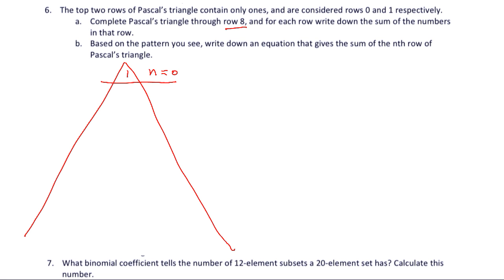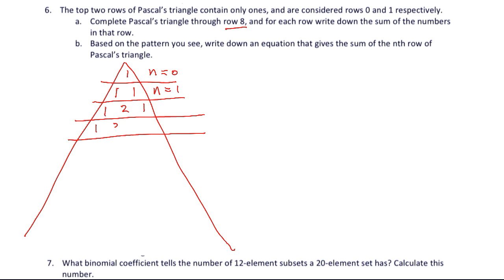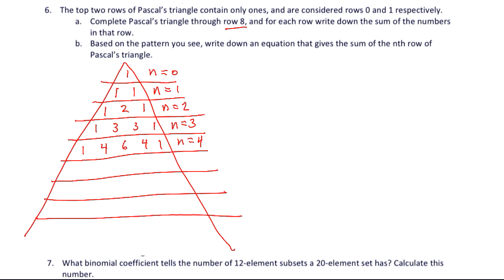It says the top 2 rows contain only 1s and are considered rows 0 and 1 respectively. So I'm going to go ahead and do a 1, 2, 1, a 1, 3, 3, 1, and here I'm adding up the 1 and the 2 to get a 3. Here I add up the 1 and the 3 to get a 4. 3 and 3 is 6, 3 and 1 is 4, and the 1. This is n equals 2, n equals 3, n equals 4, 5, 6, 7, 8.